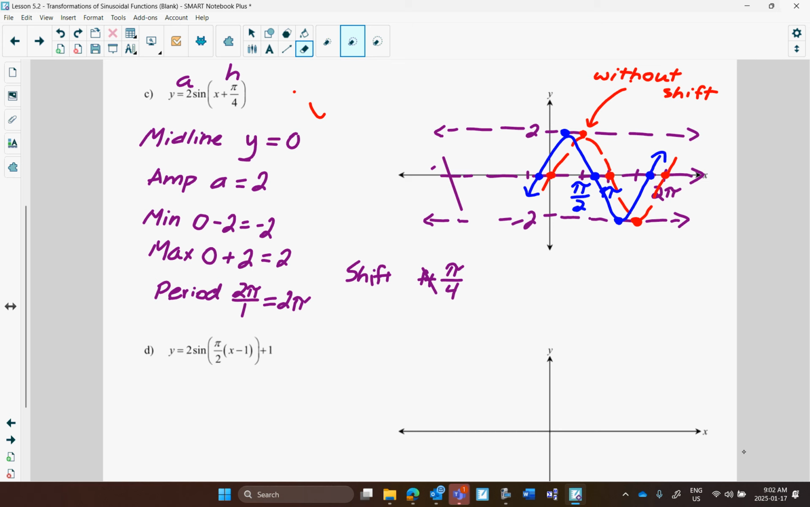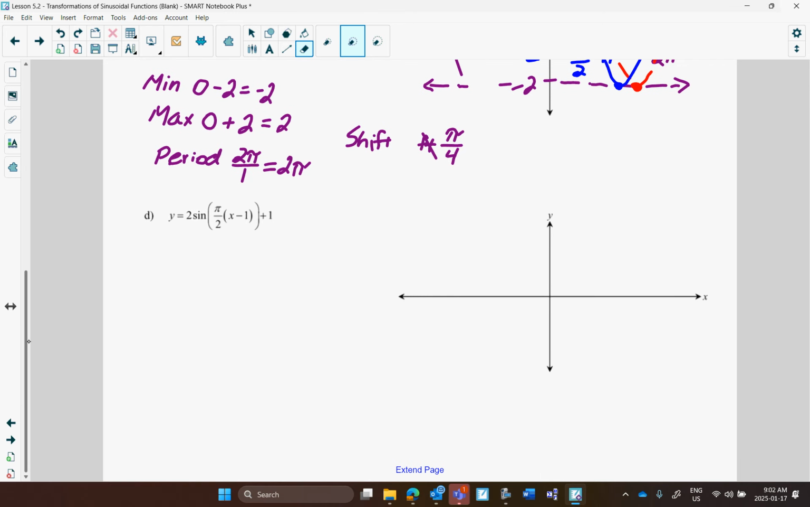Okay, next one, we're getting a little bit more complicated. Okay, though, the stages. So we've got lots of stuff going on here. We've got a value of A, which is 2. We've got a value of B, which is pi over 2. We've got a value of H, which is -1. It tells me I'm going to shift it 1 unit to the right. I don't know how many notches that is yet. And we've got a midline of 1. So everything's represented.